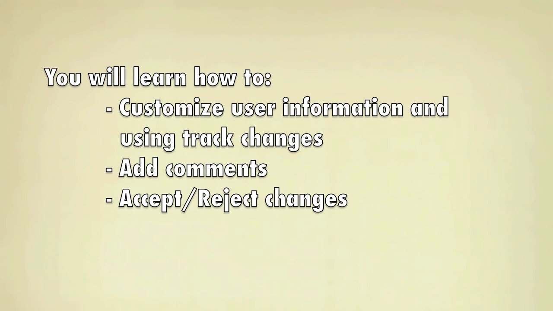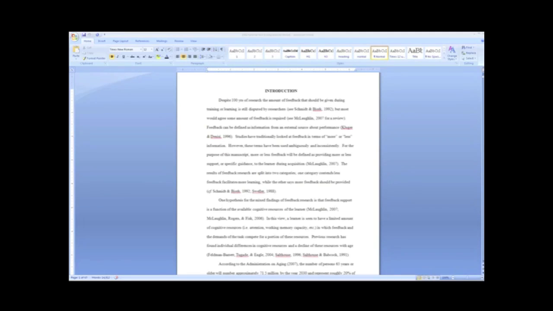What we'll be looking at are only slightly more advanced editing and revision tools. The tutorial will have the following order. First, we'll look at customizing user information and how to use the track changes functions. Then we'll take a quick look at comment bubbles, and finally you'll learn how to accept and reject other people's changes.